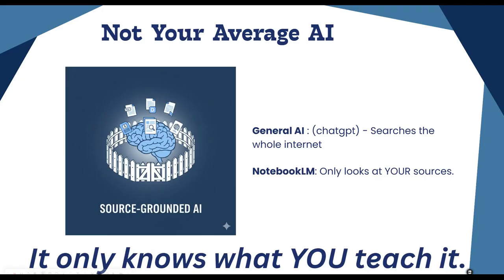Okay, so first, before we jump into it, why? Why are we using Notebook LM? Why aren't we just using Gemini or ChatGPT? Those are general AI. They search the entire internet. Notebook LM only looks at the sources that you put into it. So think of it like a fence around your brain, and inside that fence you're going to put all of your different documents, and everything that you put in is the only thing that this AI will spit out, so it only knows what you teach it.